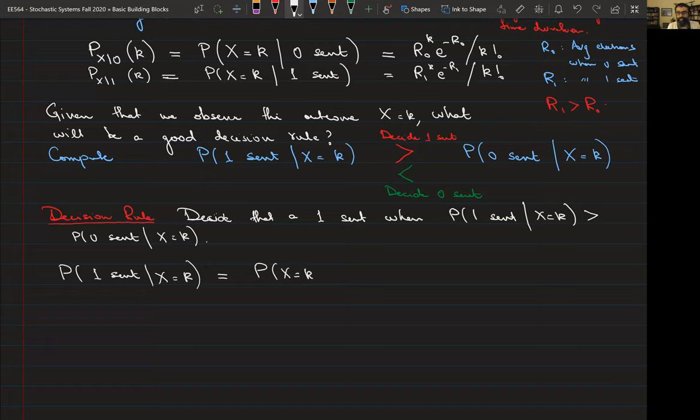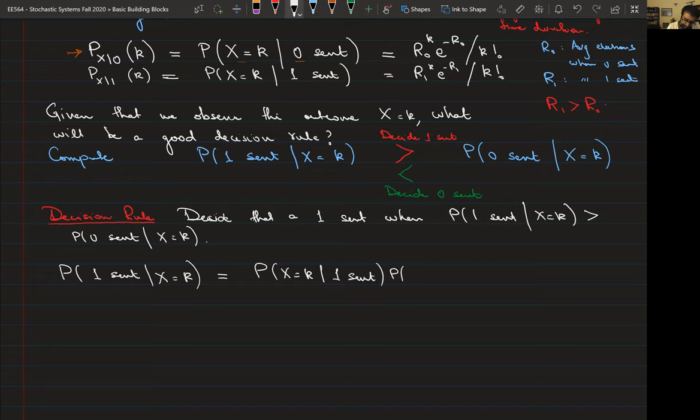Why do I need to apply Bayes' theorem, by the way? Because this probabilistic form is not something available to me directly from the information provided above, from the models. What do we have available in the models? In the model we have this available, which is x equals k given 0 cent. But what we need to evaluate is the other way around. And that's why we're going to use Bayes' theorem here. So this is probability x equals k given 1 cent.